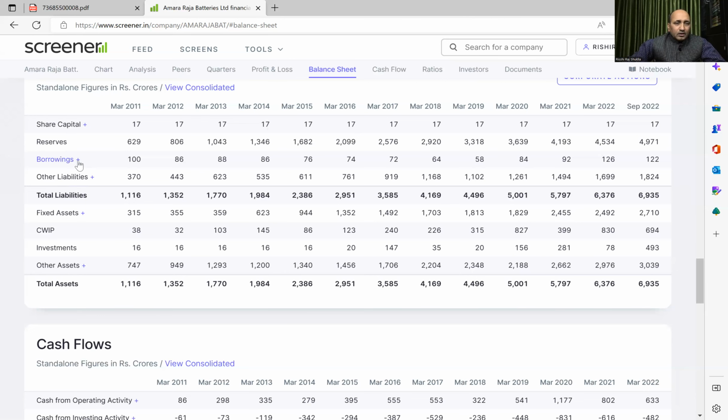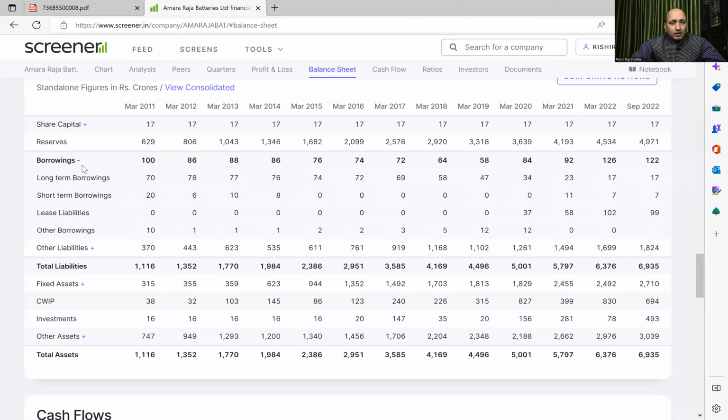Now we see here borrowings: long-term borrowing, short-term borrowing, lease liability, other borrowings. So all are borrowings. Some loans or borrowings are for less than 1 year. That amount we are supposed to pay back, the company is supposed to pay back within 1 year. That will be short-term borrowing. And all money which is supposed to be paid for more than 1 year will come under long-term borrowings.